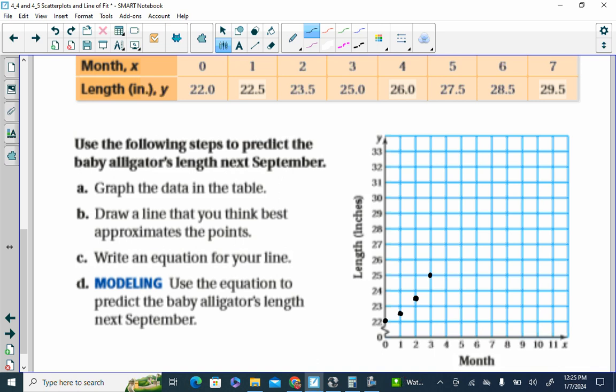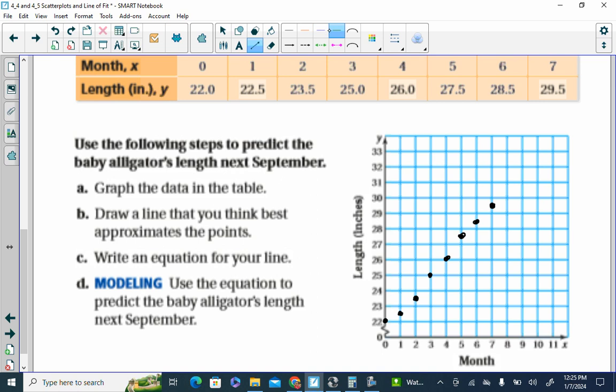So we plot that point. Month 4, we're at 26. Plot that point. Month 5, we're at 27.5. Plot that point. Month 6, we're at 28.5. Where's that? That's going to be here. Month 7, we're at 29.5. 29.5 is going to be here.